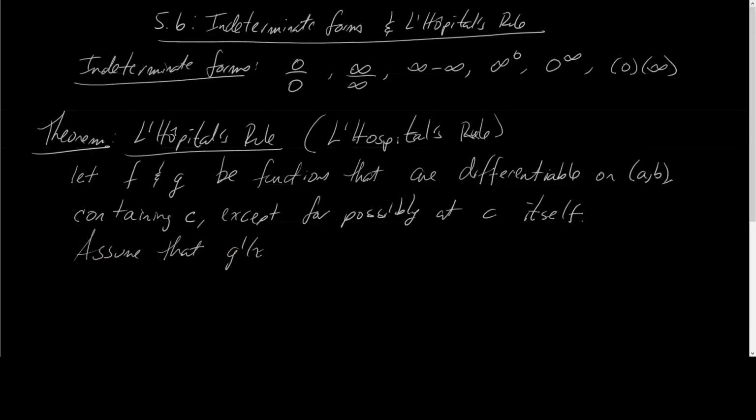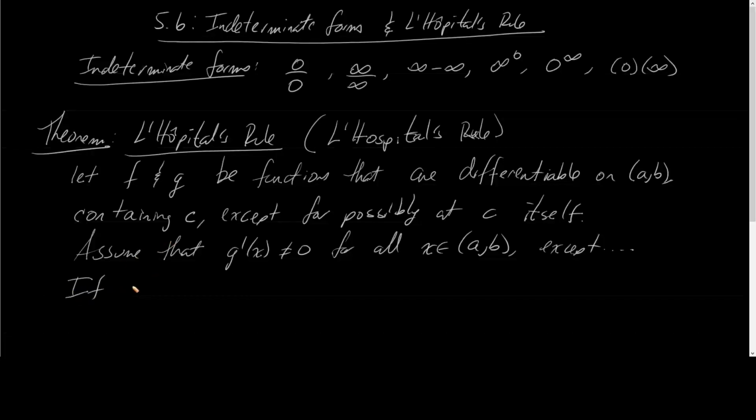Now, assume that g prime of x does not equal 0 for all x in that interval, right? And again, except possibly at c itself. I'll leave it at that.